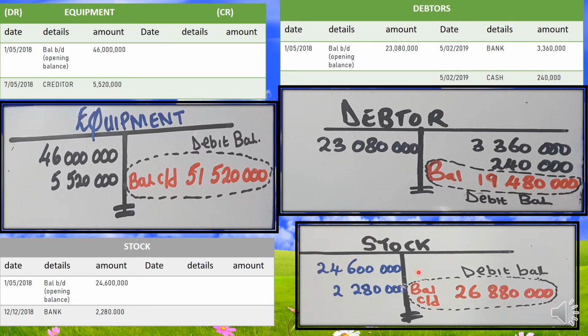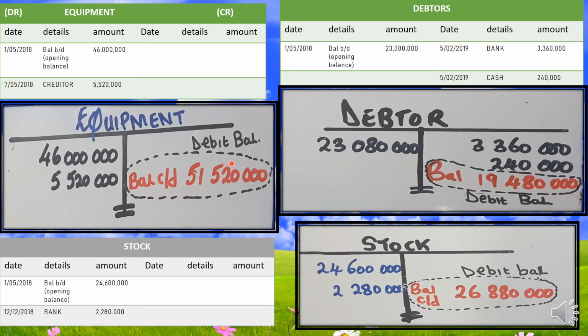Then also, if we look at all these different balances that I've indicated here, whenever we have a balance on this side, that is the concept that I want to introduce. Whenever we have the balance on this side, if I go back to the equipment, that particular balance is called a debit balance. So the balance carried down, if it is going to follow on this credit side, then that particular balancing figure is called a debit balance.